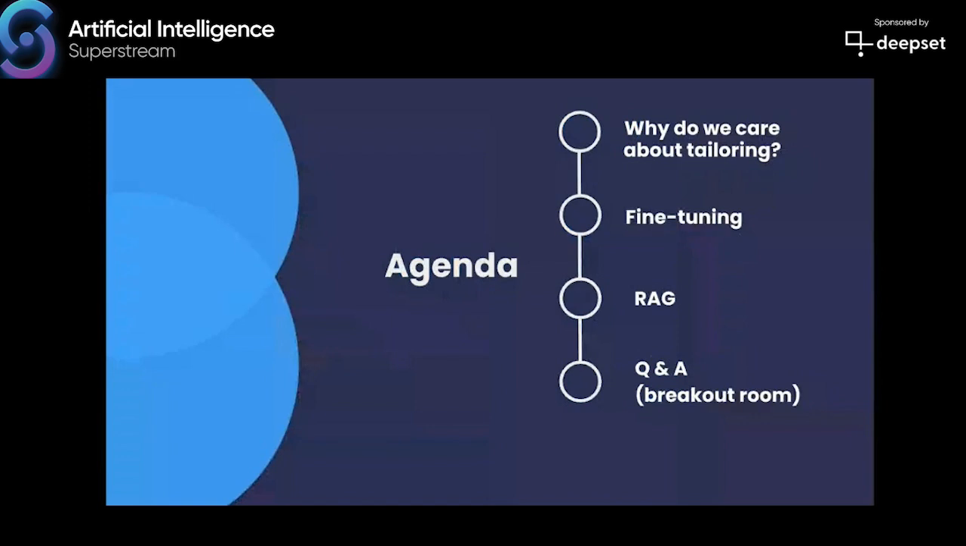I'll structure the talk in 4 parts. We start with a quick look at why we actually care about all of this: why do we need to tailor an LLM application? And then we dive into both methods, fine-tuning and RAG. For each, we look at how the tailoring works under the hood, when this is useful, and talk about one example use case from the industry. So let's get started with the why.